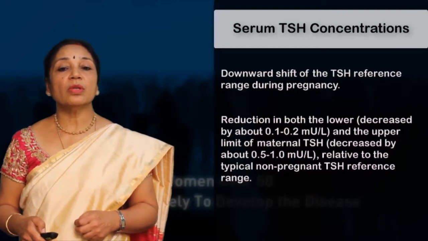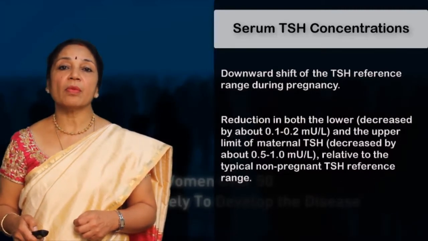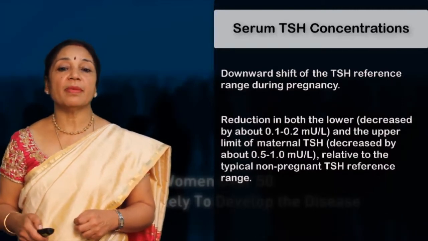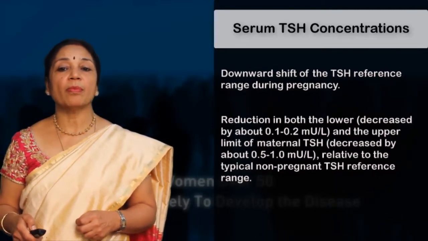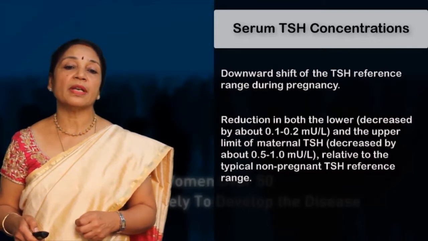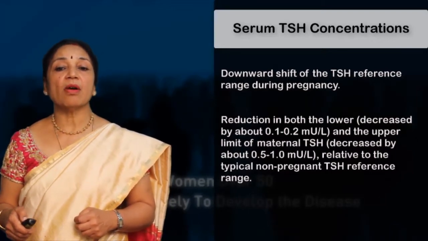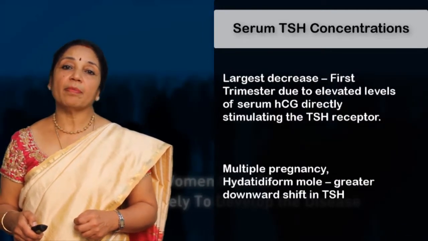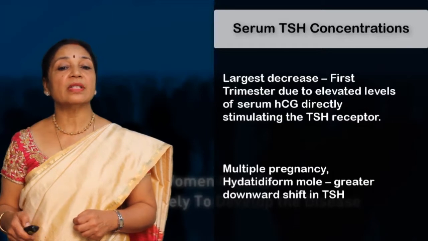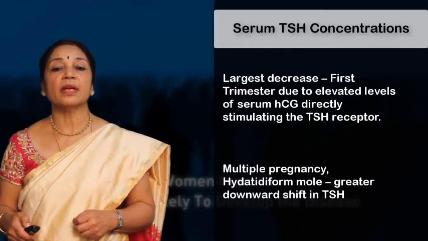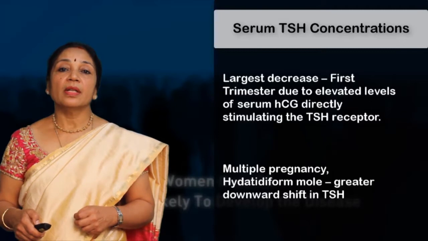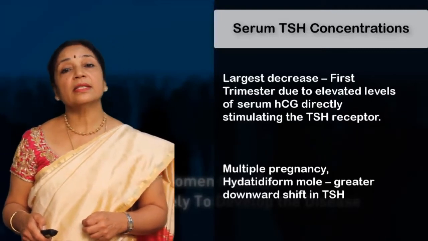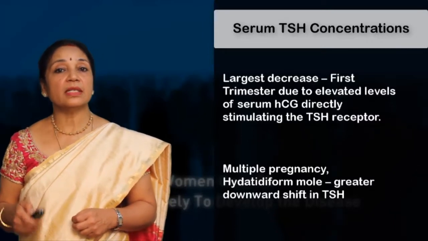There is a reduction in both the lower limit, which is decreased by about 0.1 to 0.2 milli-international unit per liter, and the upper limit of the maternal TSH, which is decreased by about 0.5 to 1 milli-international unit per liter relative to the typical non-pregnant TSH reference range. The largest decrease happens in the first trimester due to elevated levels of serum HCG, which directly stimulates the TSH receptor.